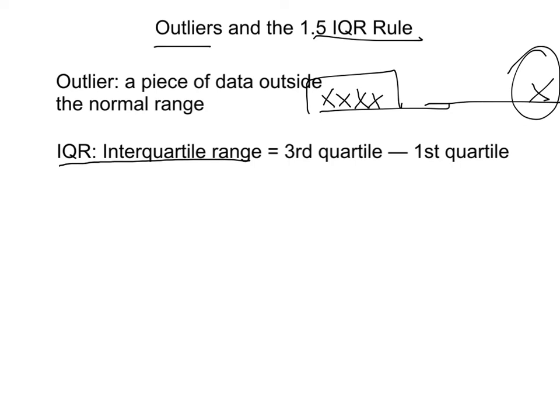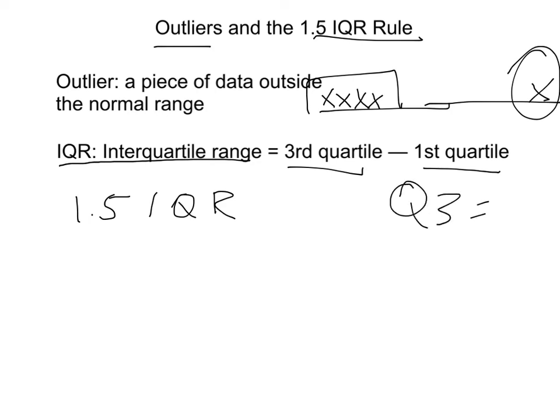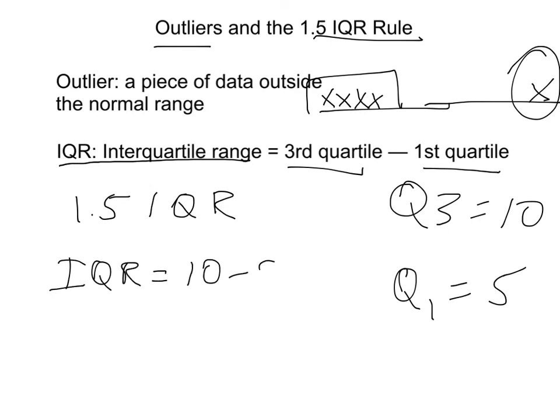Well, there's a rule called the 1.5 IQR rule. You're going to take your interquartile range, which is the third quartile minus the first quartile, and then you're going to multiply that by 1.5. So let's say Q3 equals 10 and Q1 equals 5. We're going to find our interquartile range, IQR. We're going to do 10 minus 5, which is 5, and then multiply by 1.5 equals 7.5. So our 1.5 IQR is 7.5.